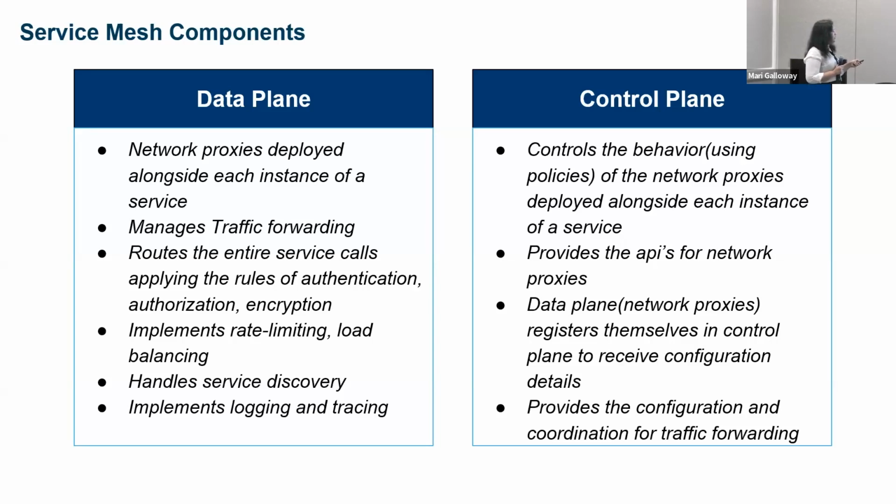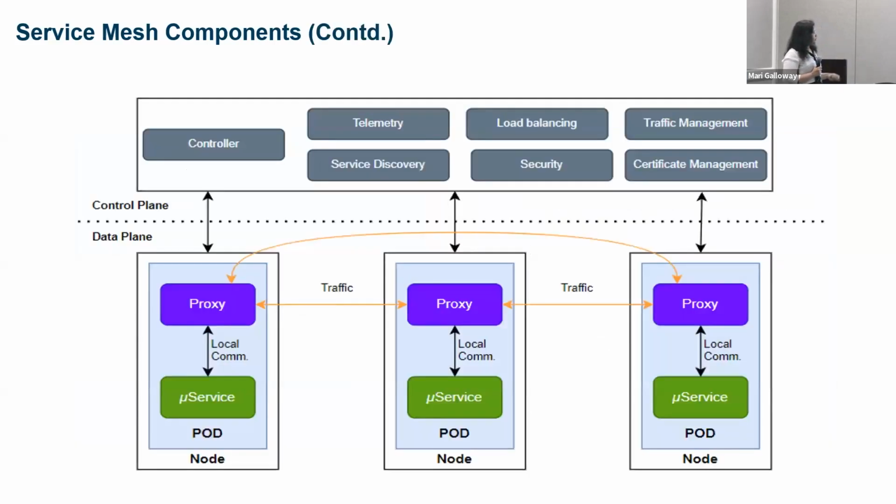All the proxies in the data plane will need to register themselves in the control plane so that they can get the configuration details from the control plane. The control plane acts as the coordinator for the traffic forwarding across the entire microservices architecture network. Here is the pictorial representation for this. We can see that the control plane sits on the top and provides a lot of features, and the data plane sits on the bottom, and each of these microservices will have a proxy deployed alongside it, which talks to each other as well as the control plane and coordinates all the traffic flow and communication.